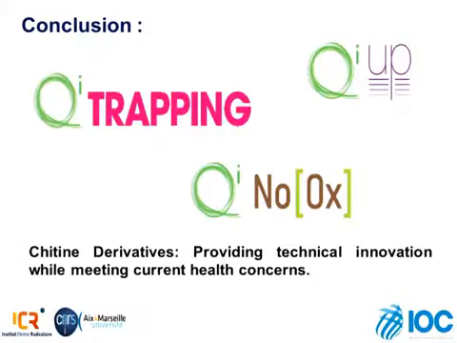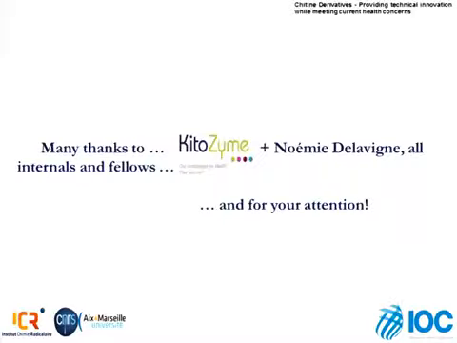I think that we covered the topic under the title of our contribution. Chitin derivatives are innovative products. They are in line with current expectations. We are convinced that in the future an increasing attention will be devoted to healthy wines, and we think that chitin derivatives are products that can be very helpful in order to achieve that.